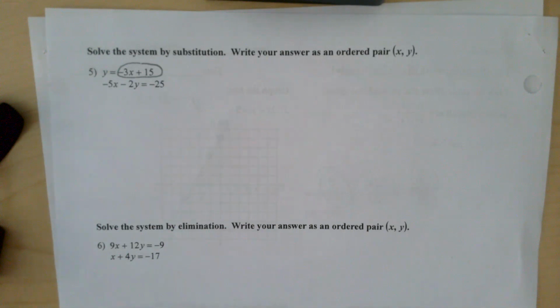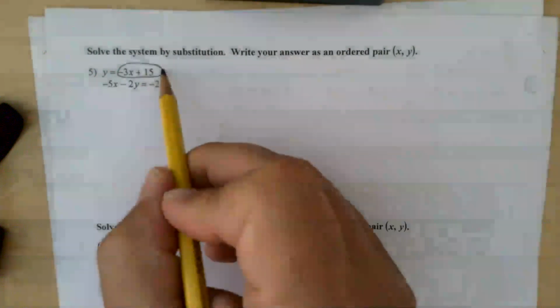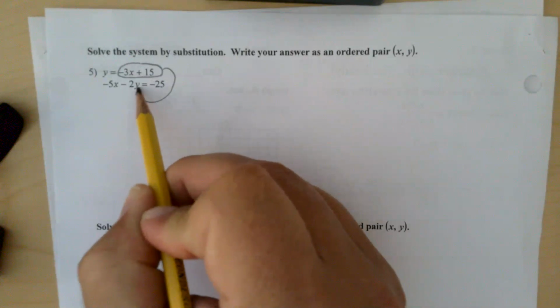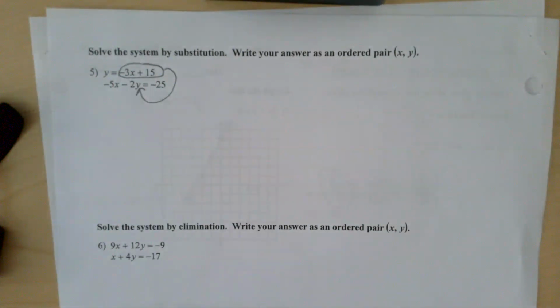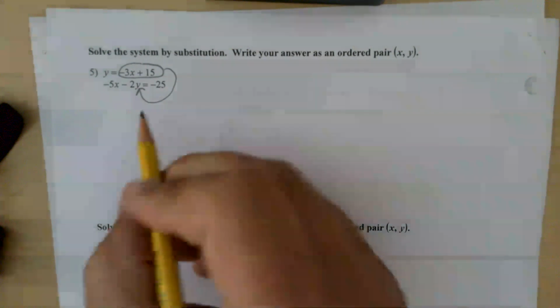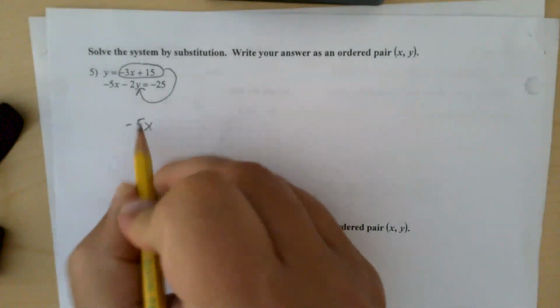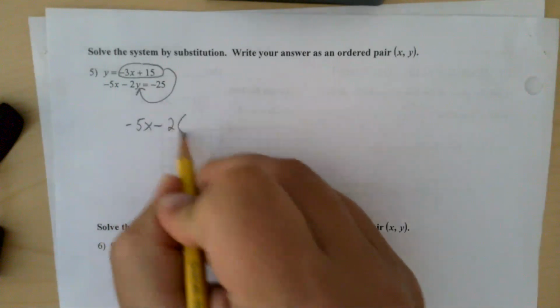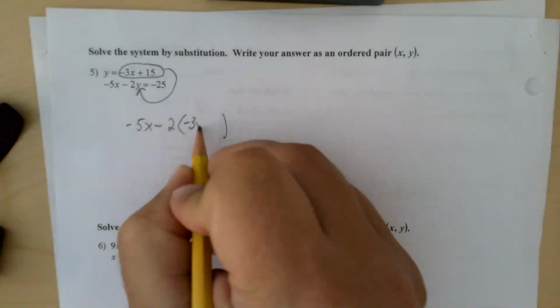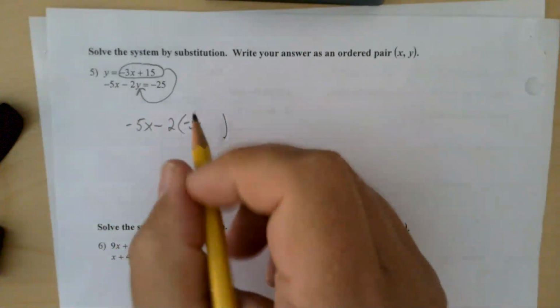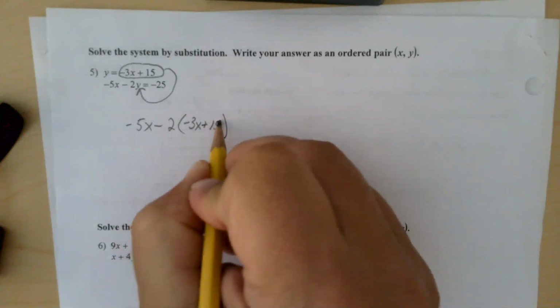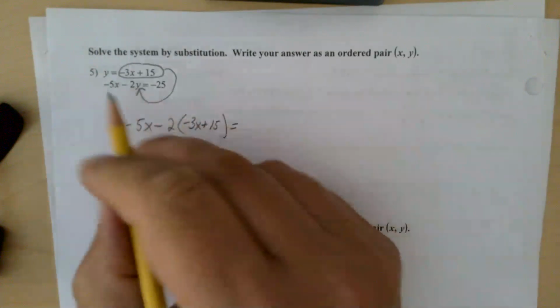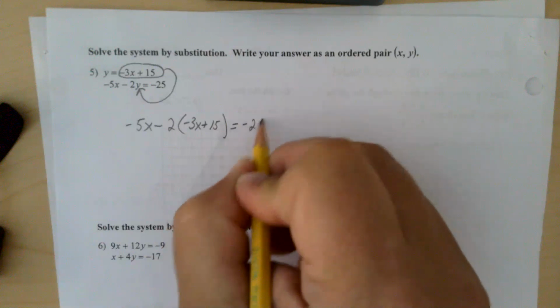So the fact that we already have y by itself, we didn't have to work to do that. Sometimes you have to solve for a letter, but in this case, I can substitute it right into the other equation. And what this is going to do for us is it's going to allow us to have an equation with just x's. So let me show the substitution. First part of this is -5x minus 2 times y, but instead of a y, we're going to put what y is equal to. It's equal to -3x plus 15. And the rest of this equation is equal to -25.